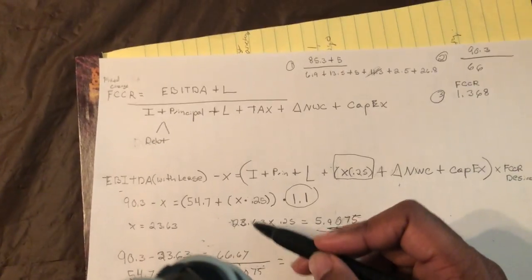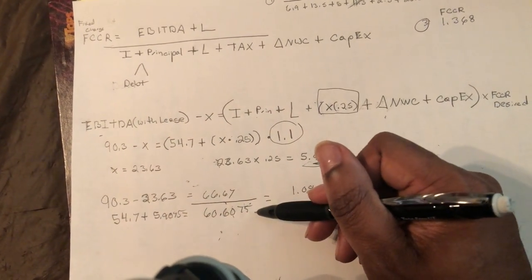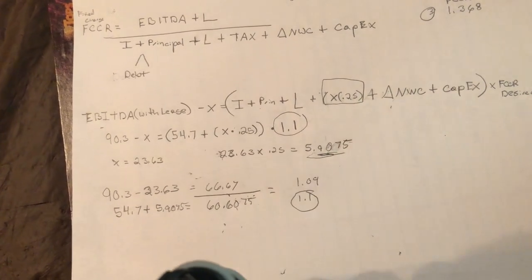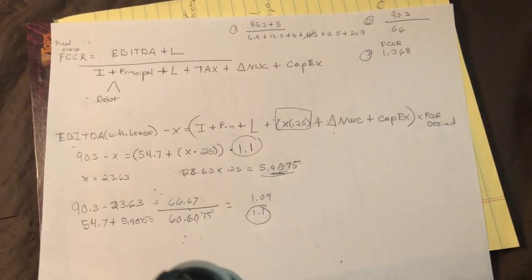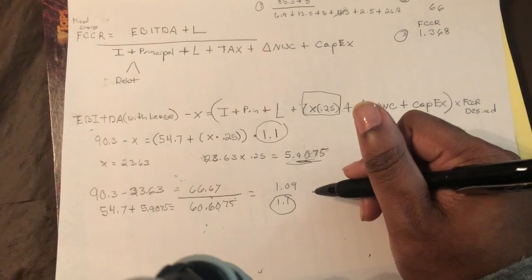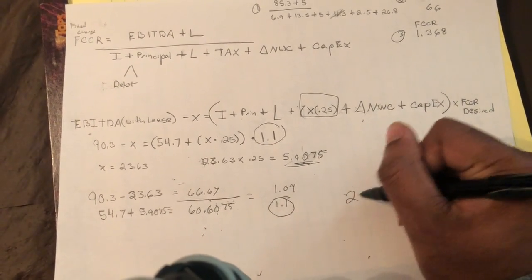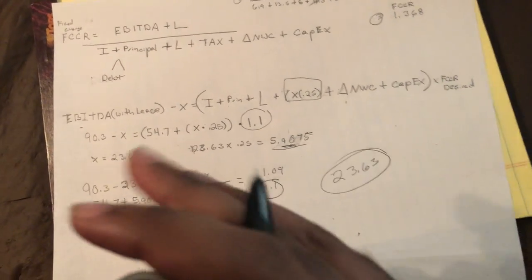This leaves me with a numerator and denominator, which is my EBITDA plus the lease, and this is my taxes, all this put together on the bottom. Divide that out, and I end up with 1.1, which is my new fixed charge coverage ratio, which means that basically if EBITDA drops 23.63, that'll blow my cushion. And then if you want to come up with the percentage, I'll do the other video to get that.